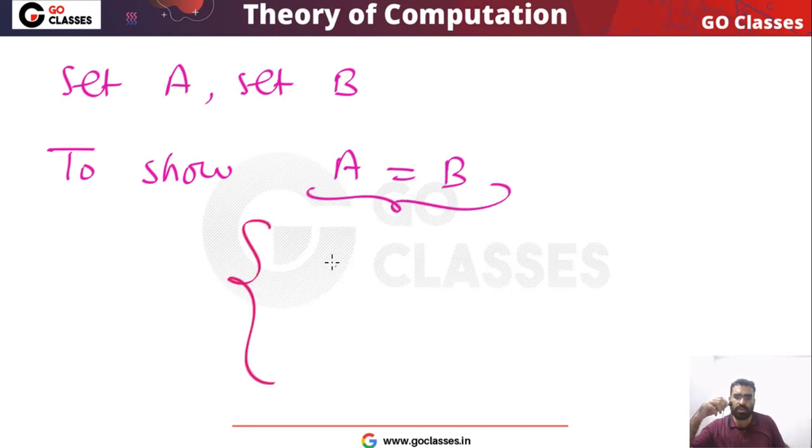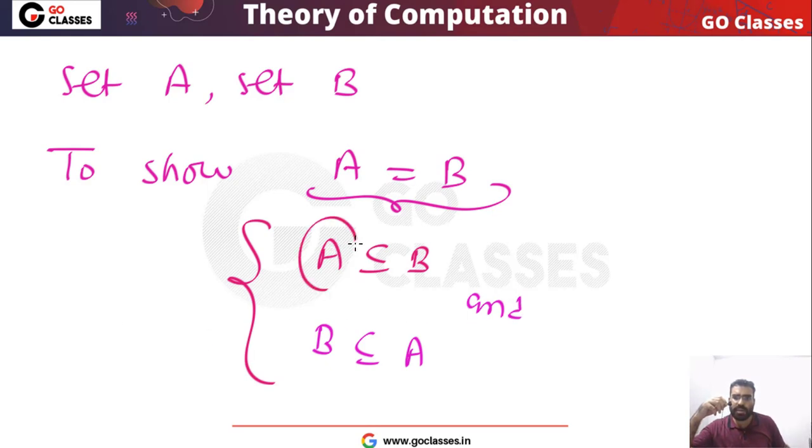Then I should do two things. I should prove that A is a subset of B, meaning every element of A is also an element of B. I also have to prove that B is a subset of A. So these two things I need to prove: that every element of A is an element of B and every element of B is an element of A. This is what we have to prove if we want to prove that two sets are equal.